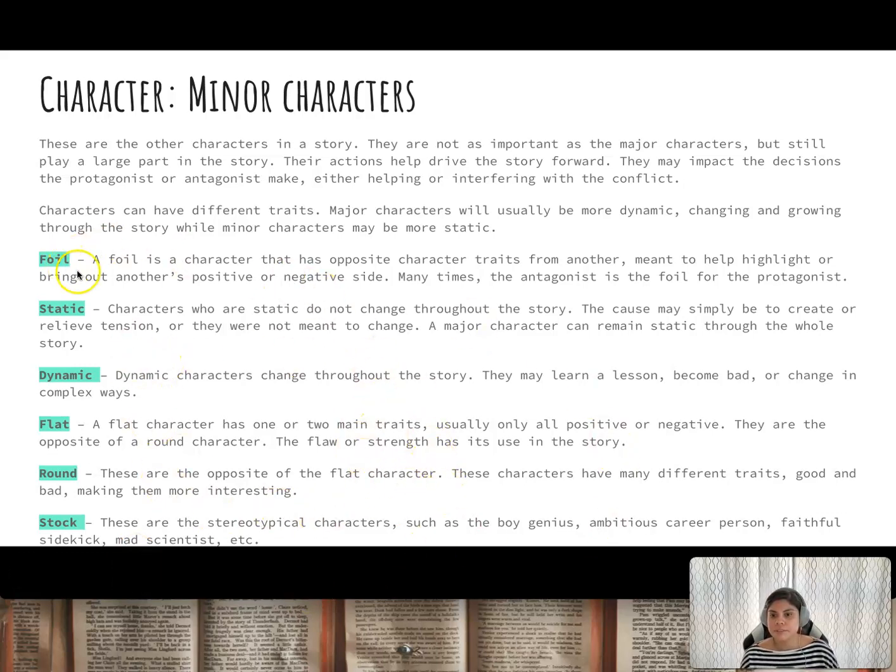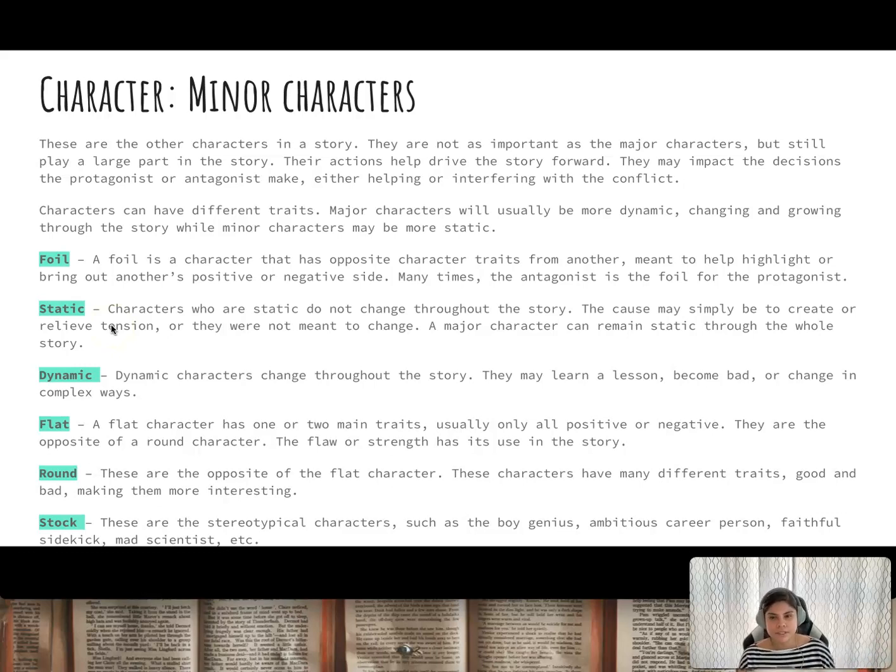We have foil. So foil is a character that has opposite character traits from another. This is meant to kind of highlight or bring out another's positive or negative side. So many times the antagonist is usually the foil for the protagonist. So they're opposites essentially. Next, we have the static characters. So these are characters that don't change. They just remain the same all throughout.